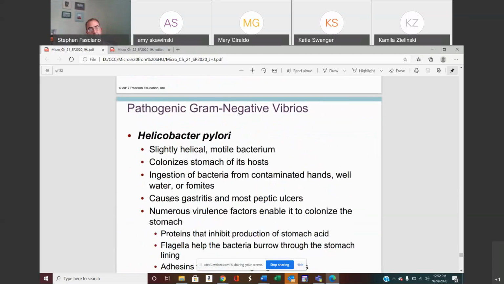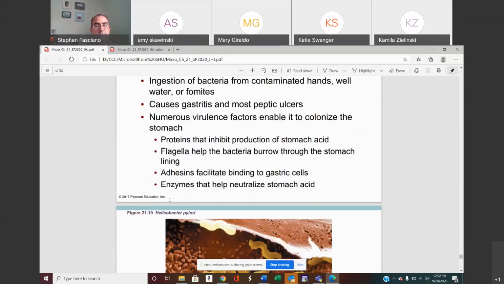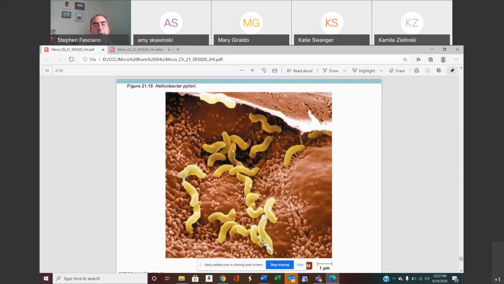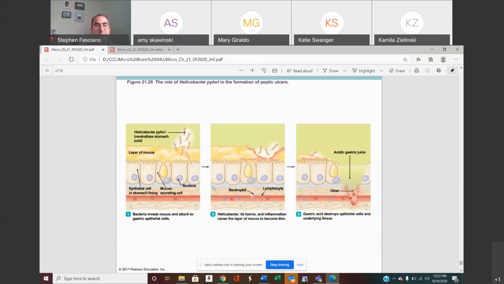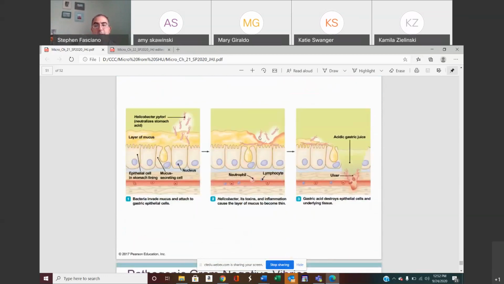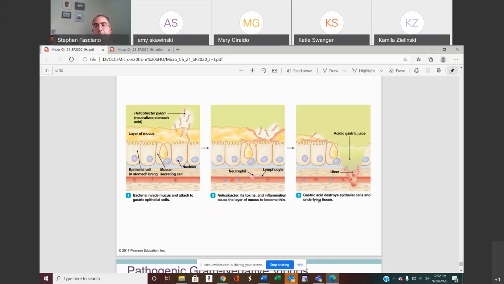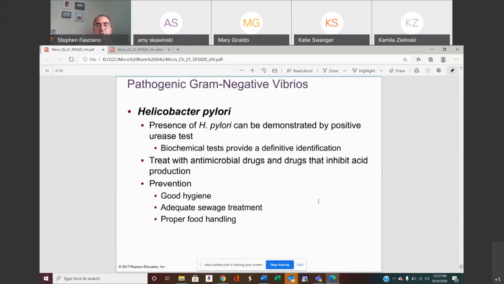Helicobacter pylori is the bacteria that most often causes ulcers in humans. And what you can see, and you can see some of them here, in the stomach, what it does is it thins out the layer of mucus that lines your stomach. And so it ends up that your stomach acid actually starts to affect the cells of your stomach. And that's where you get an ulcer. The stomach acid actually eats through the cells of your stomach because you don't have as much protective mucus there. Again, it's treated with antimicrobial drugs. For prevention, again, just good hygiene and proper food handling is good prevention of it.